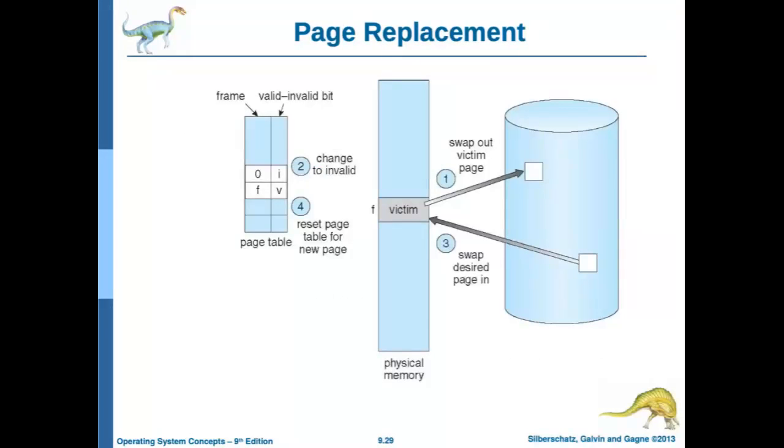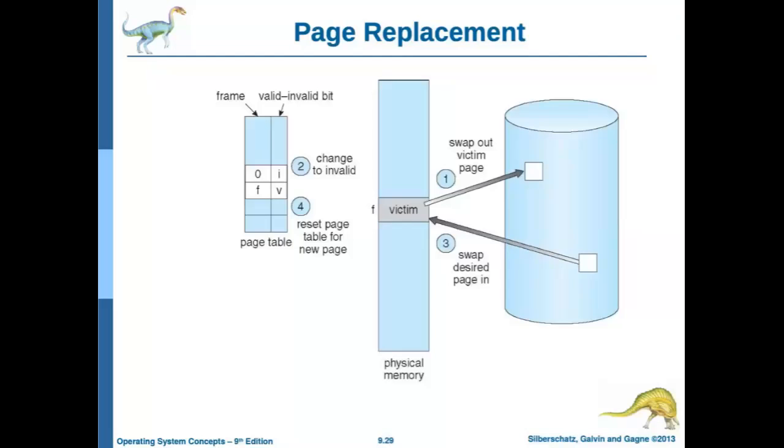Something like this. The frame number 0F is given there, considering this as a hexadecimal number. It was valid previously, but now it was selected as a victim frame. So we need to copy this victim to the backing store, and whatever the desired page is, that will be taken in.